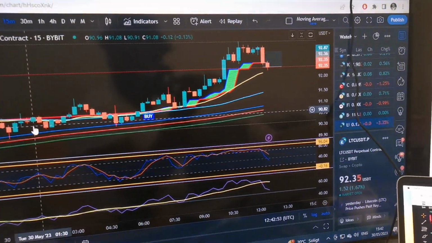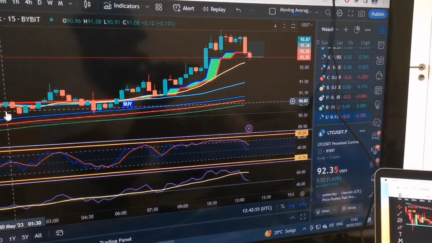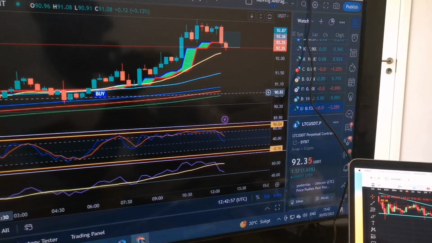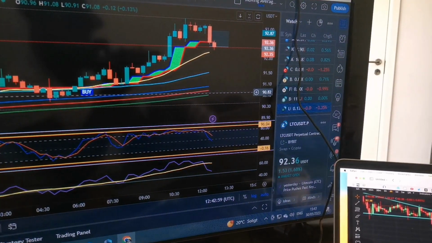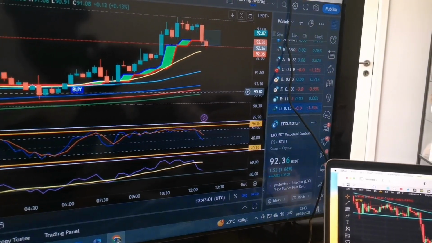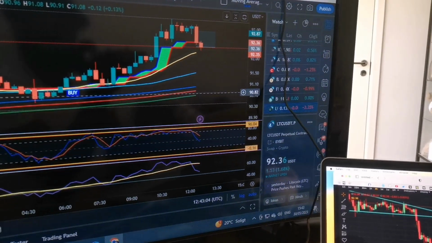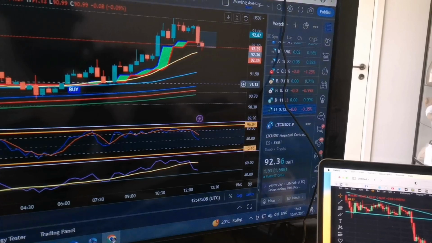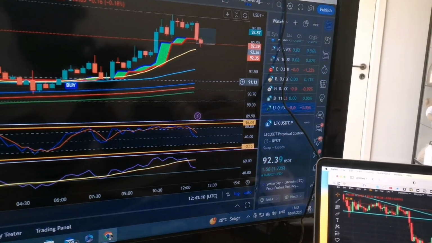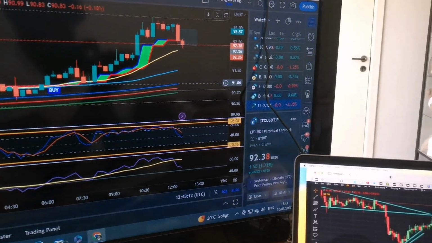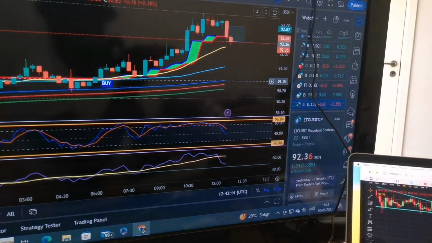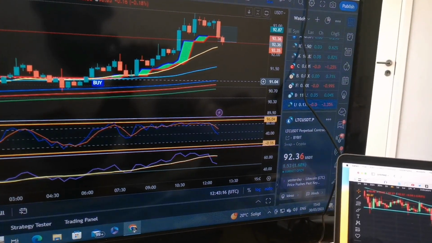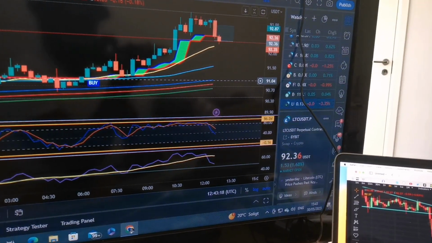Hello guys, there's a quick trade that I want us to look at right now, and this is on Litecoin. I'm on the 15-minute time frame and 5-minute time frame. And in this trade, I'm looking at these indicators that I created recently using ChatGPT, and I want to see with you guys how accurate this indicator is in terms of me taking trades.